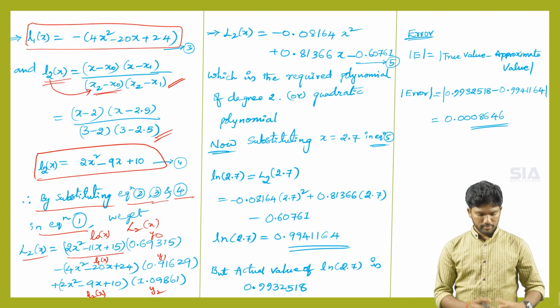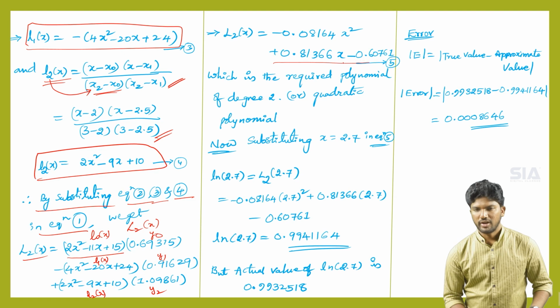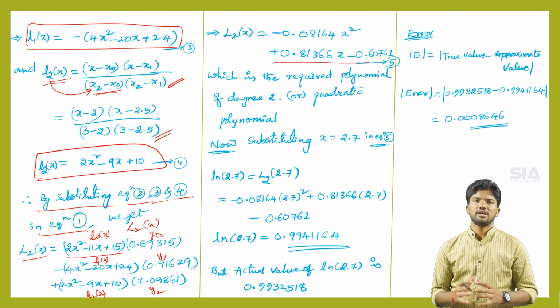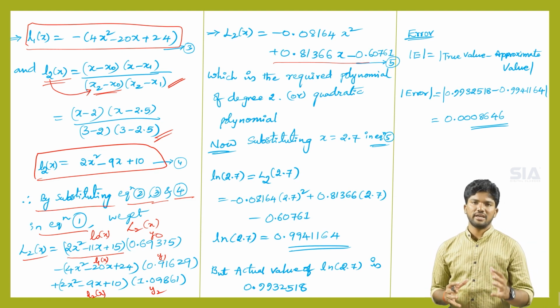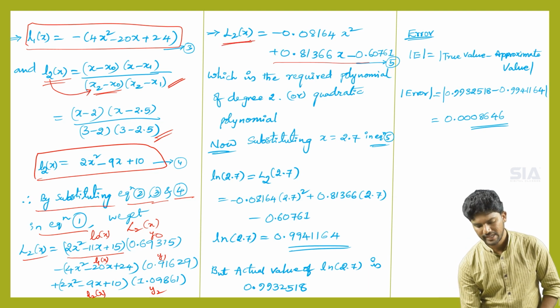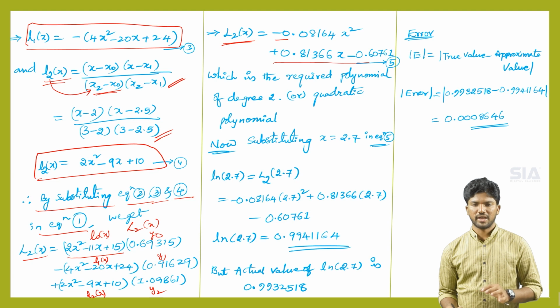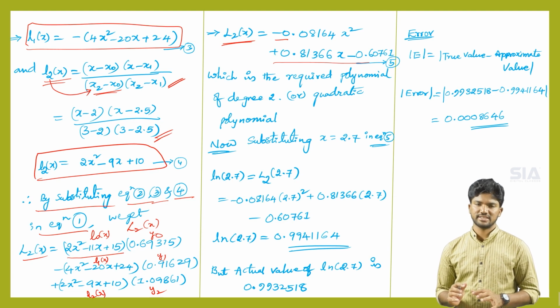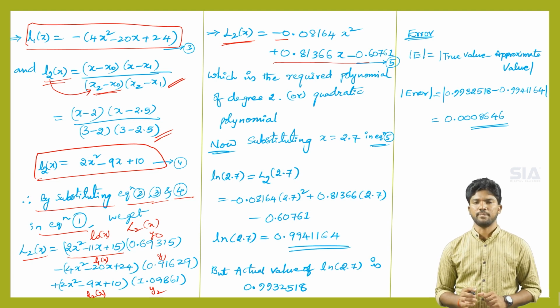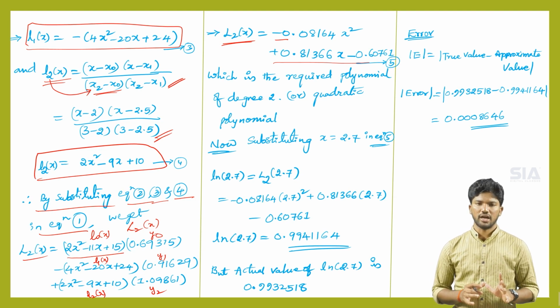So substitute by simplifying, you will get one quadratic equation with real numbers or decimal numbers as the coefficients. So that is taken as equation number 5. L2 of x is equal to minus 0.08164x square plus 0.81366x minus 0.60761. That is taken as equation number 5, which is the required polynomial of degree 2 or quadratic polynomial.